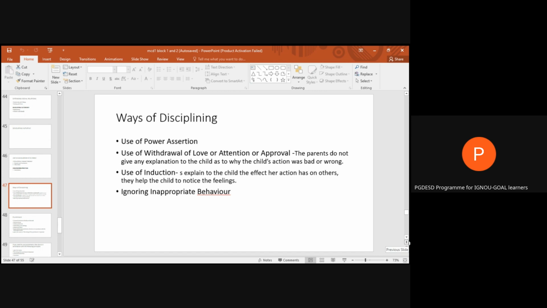Ways of discipline. Parents always try to discipline their child, using power assertion or withdrawal of love, attention or approval. What is that? Sometimes we threaten our child, sometimes we take away some responsibilities, or give a positive response. No, you can do this.